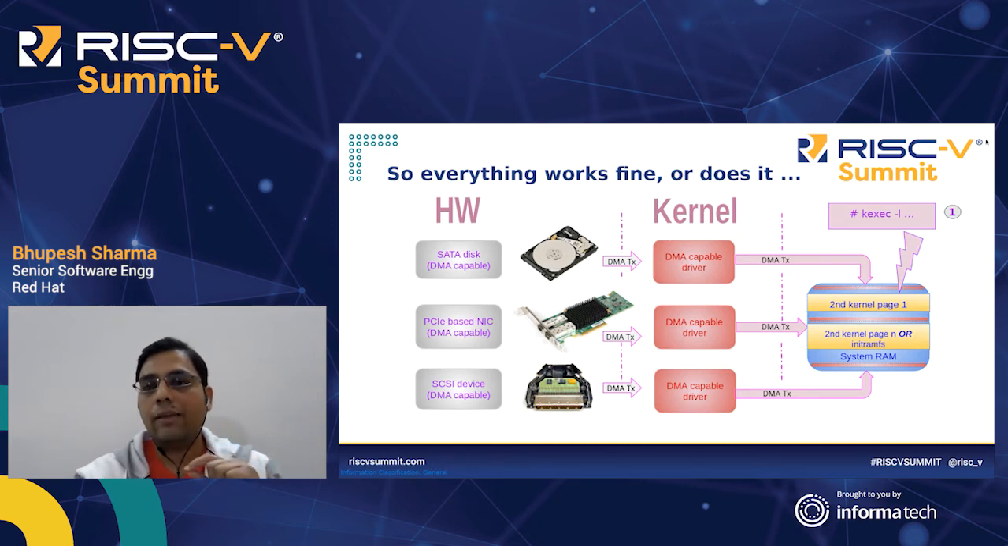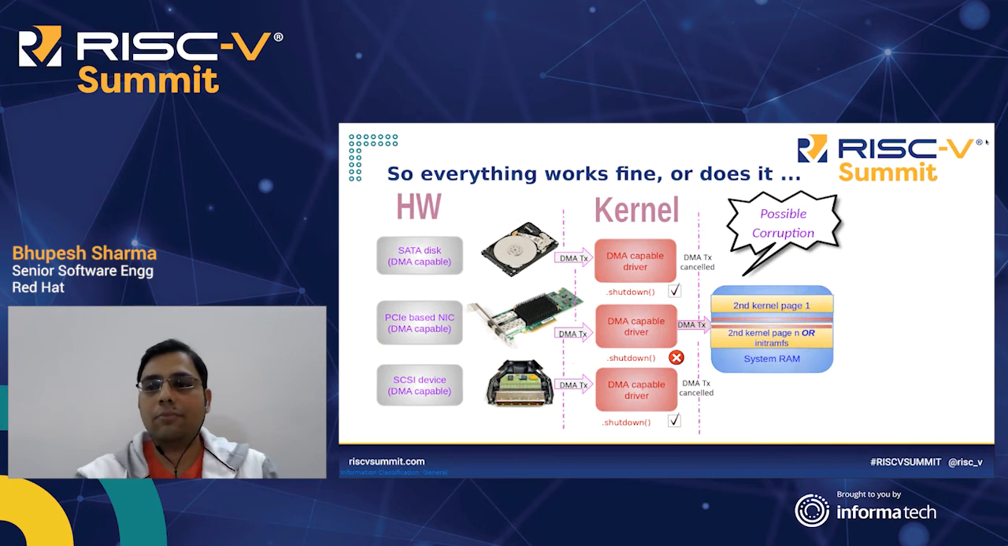And when we do a kexec -l, depending on the fragmentation already existing, the kernel pages of the second kernel or the initramfs that you want to load would be loaded as segments which can be scattered across the system RAM.